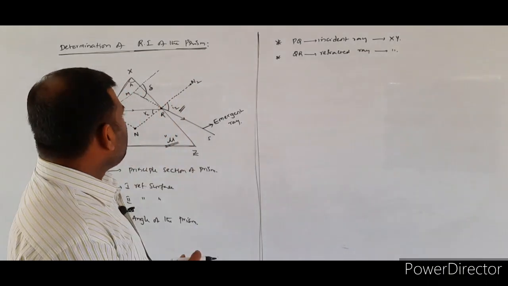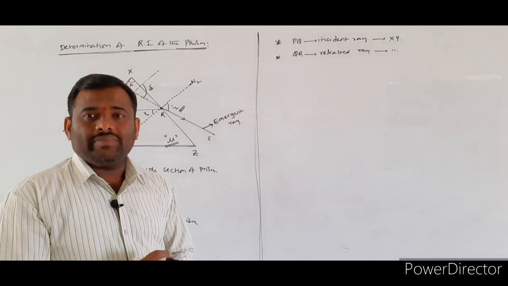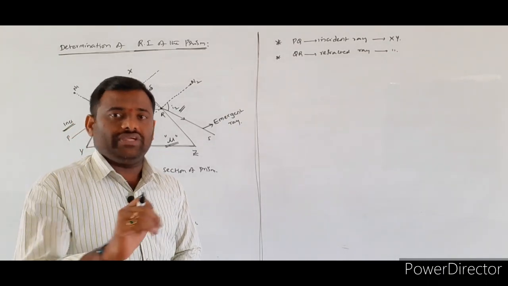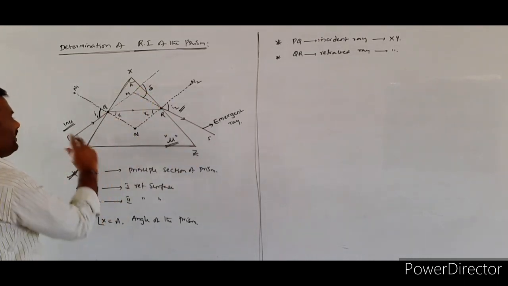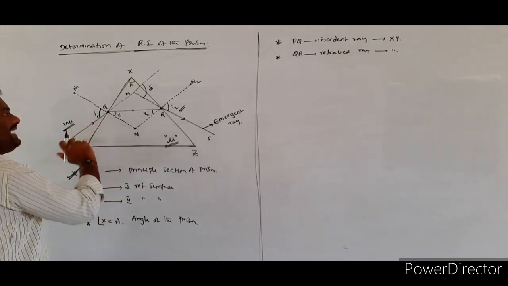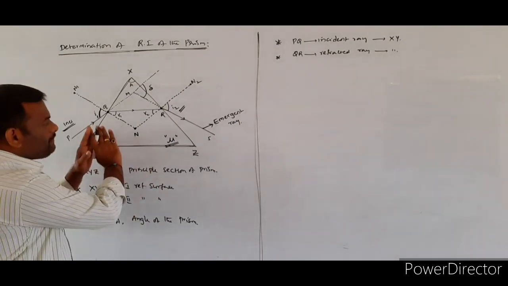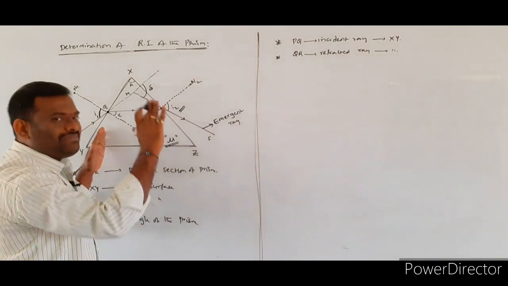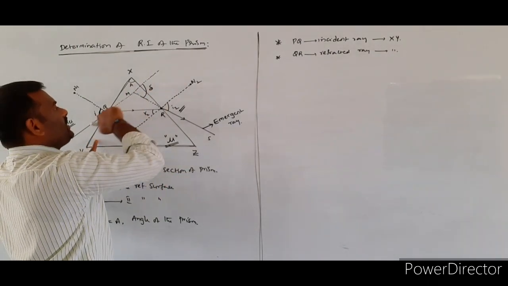Already we know that whenever light travels from one medium to another medium, it undergoes deviation. For the given principal section of the prism, PQ is the incident light ray. If this principal section of the prism is not there, the incident light ray will travel in this direction.